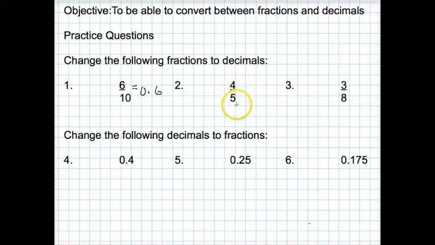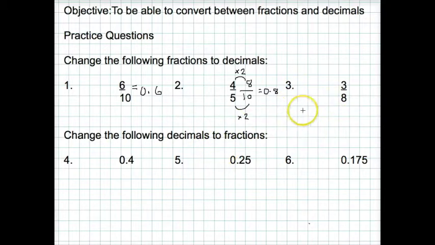Question 2, we haven't got a 10 on the bottom here. So we need to change it. This is simple enough. All I need to do is change the 5 to a 10. 5 times 2 gives me 10, so I've multiplied the denominator by 2. Now to keep this fraction equivalent, I need to multiply the numerator by 2 as well. 4 times 2 gives me 8 over 10. Now it's simply a case of writing it as 0.8, exactly like we did on the first one.